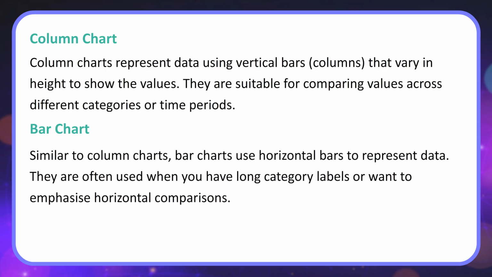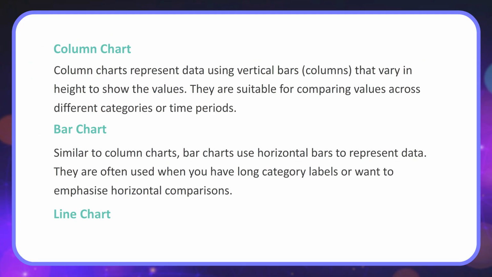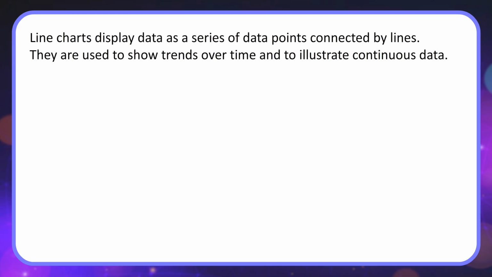Bar chart. Similar to column charts, bar charts use horizontal bars to represent data. They are often used when you have long category labels or want to emphasize horizontal comparisons. Line chart. Line charts display data as a series of data points connected by lines. They are used to show trends over time and to illustrate continuous data.